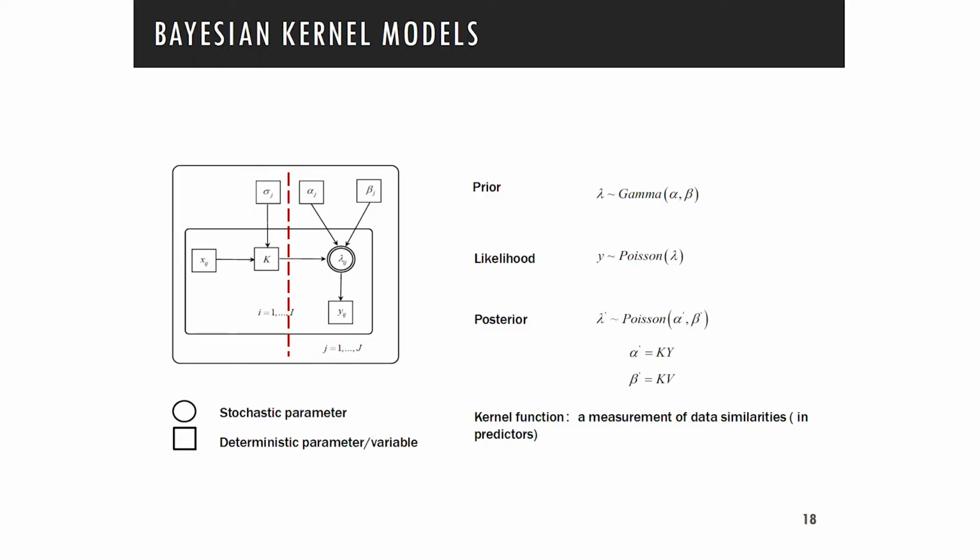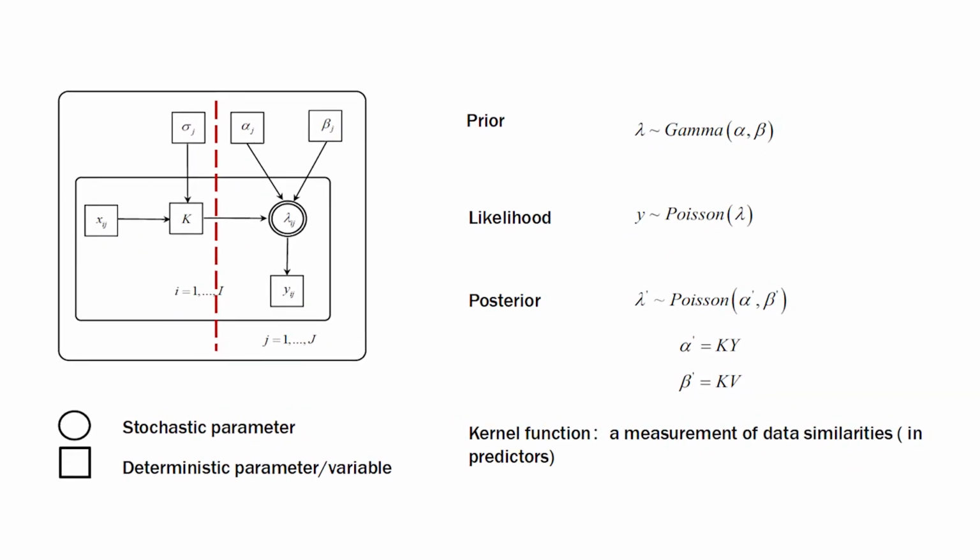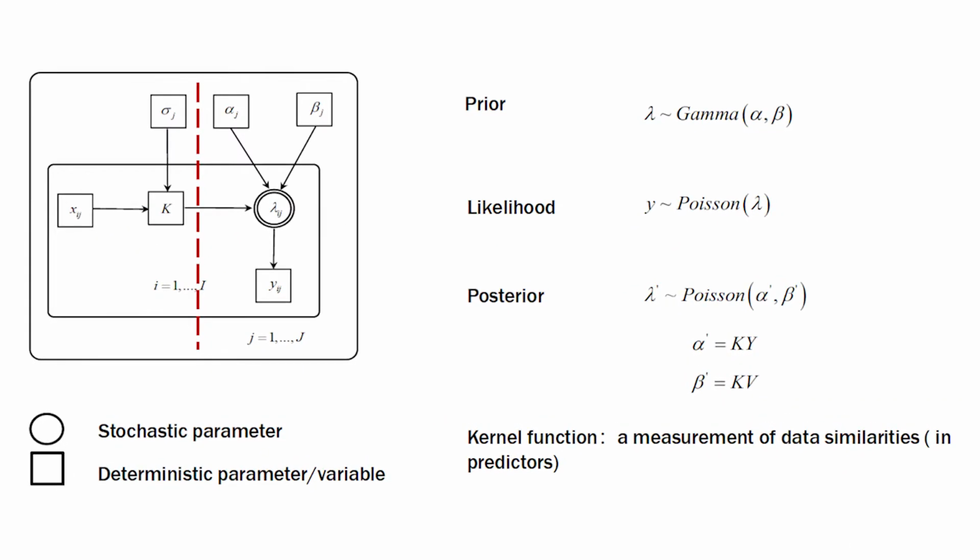So the way Bayesian kernel models work is that this is just a regular Bayesian kernel model, so not a hierarchical one. So you have your prior parameter. Your parameter of interest is lambda. Your prior parameters are alpha and beta, okay? And your data follows a Poisson distribution. So I'm interested in estimating lambda, which is the rate of some sort. In our case, we'd be interested in the recovery rate.